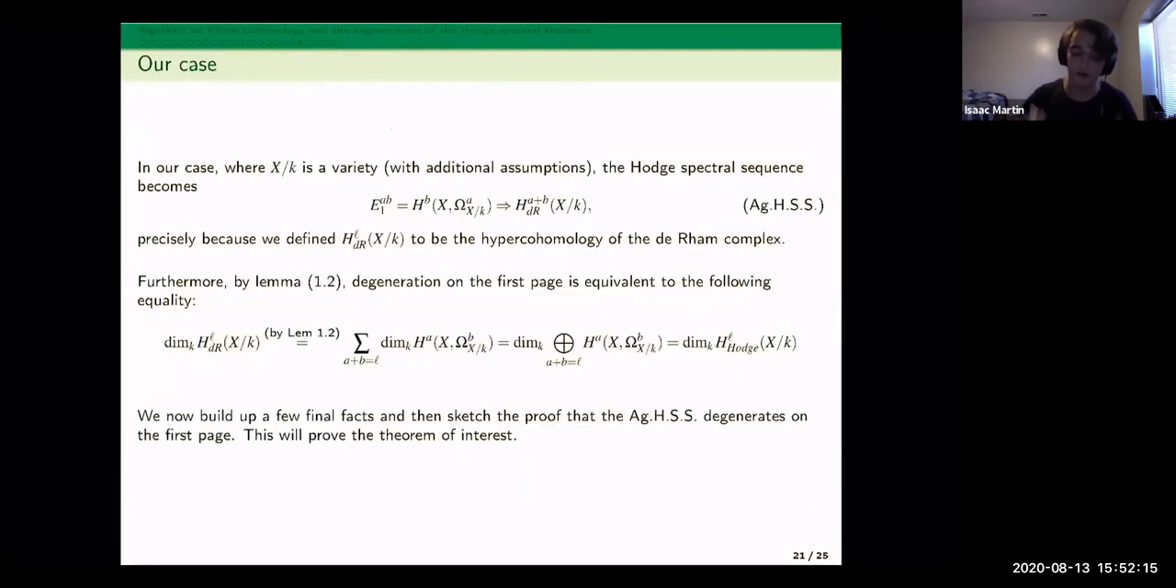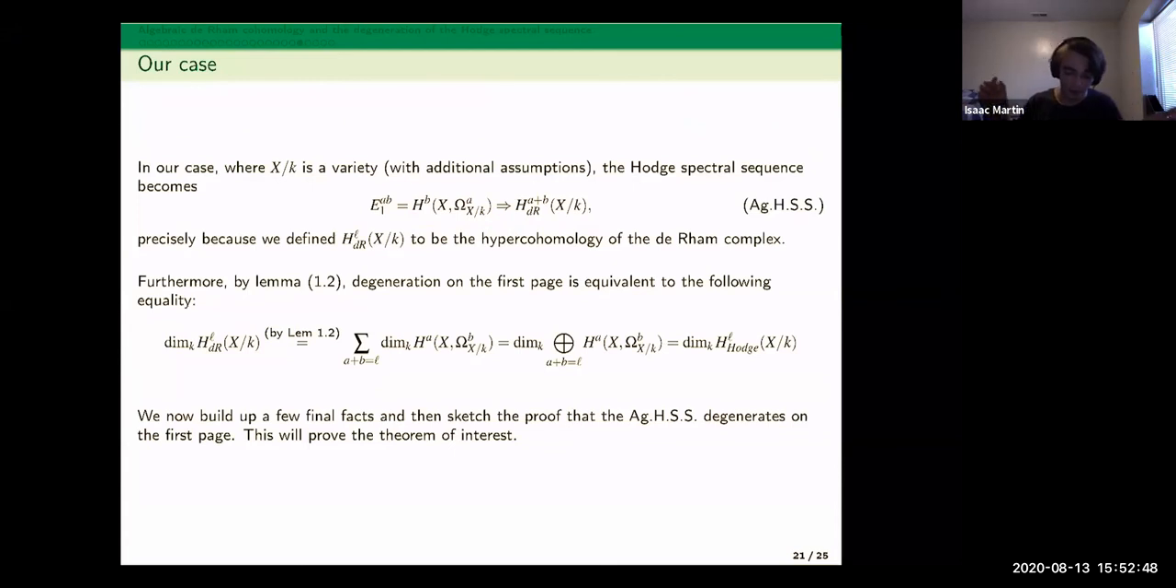Yeah, so back to our setting where we're working with varieties. In the case that X is a variety over K with some additional assumptions, the Hodge spectral sequence becomes this. Right here, the first page is made up of terms that are given by sheaf cohomology, which is great. And when we take a direct sum of that, we get back Hodge cohomology. And then the E infinity page, we get back exactly de Rham cohomology. So this finishes our third step. This connects Hodge cohomology to de Rham cohomology.